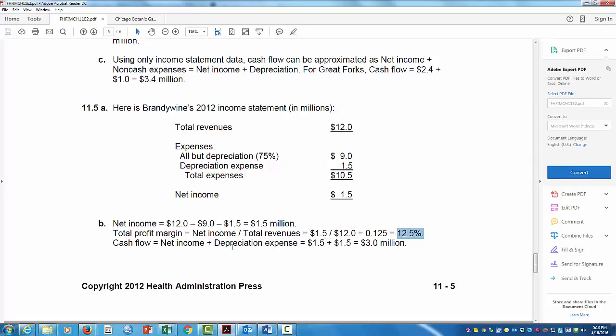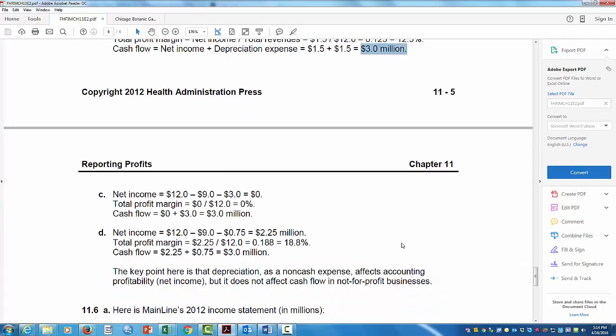As you may recall from 11.4, cash flows is net income plus depreciation expense. You're adding back the expense that you originally deducted to get your net income. So depreciation of 1.5 million is an expense. It would have been part of the total amount of expenses that was subtracted from revenues to get net income. So the cash flows will be 1.5 million plus 1.5 million, which is 3 million.